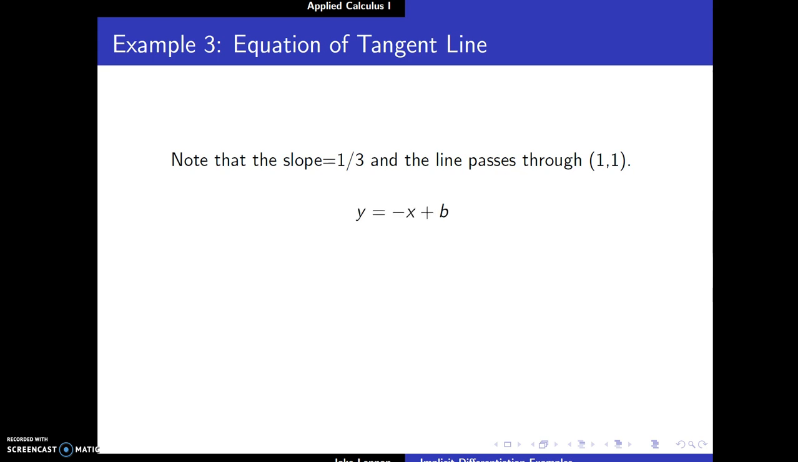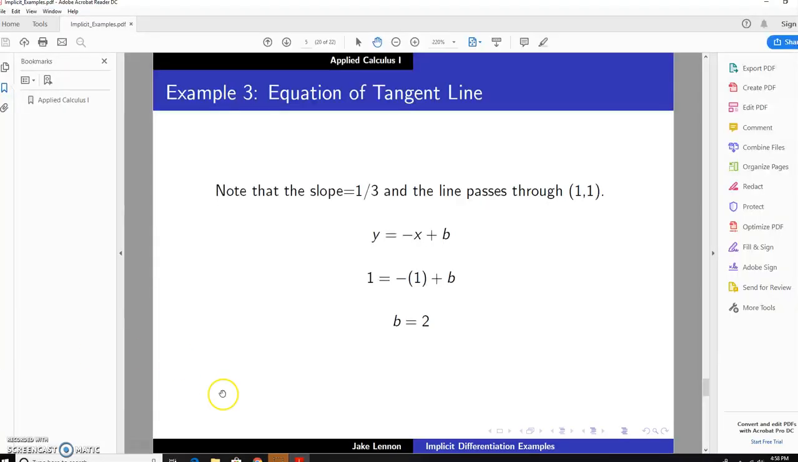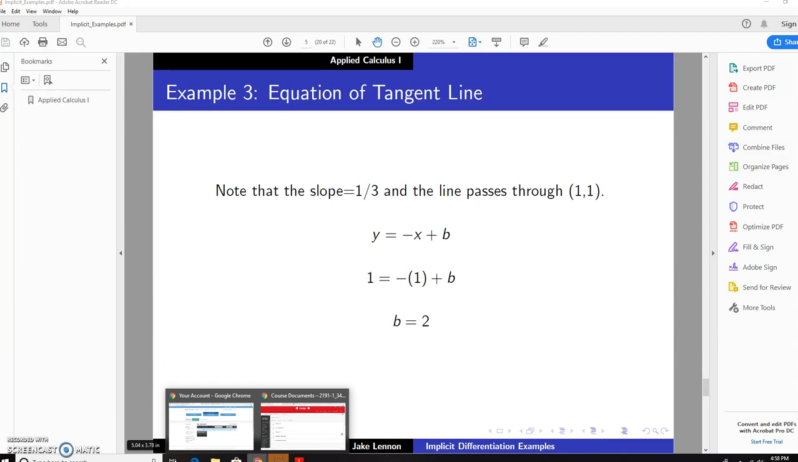y should equal minus x plus b. So then we're going to plug in our point 1, 1. So if you plug in 1, we get 1 equals negative 1 plus b. Add 1 to both sides, and we see that our y-intercept is equal to 2. So that's the equation of our tangent line, and I actually went ahead and graphed that for us on Desmos.